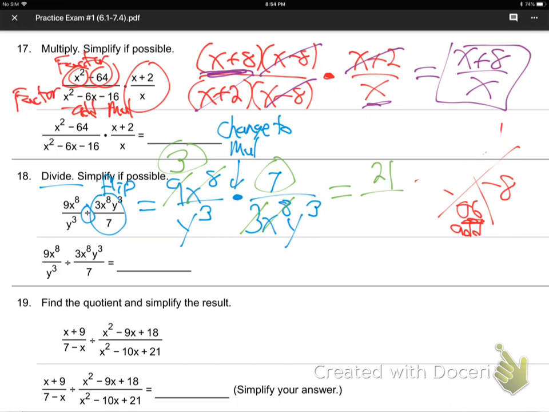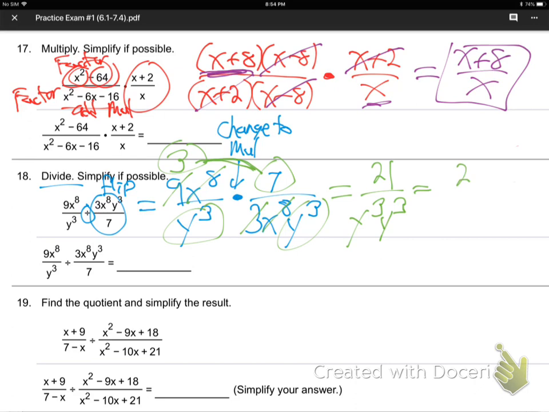21 on the top. And that came from after you've cross canceled, you multiply the leftovers. 3 times 7, 21. What's left on the bottom? Y cubed times y cubed. And what is that? Y to the 6th, right? Because the powers add, because that's 3 y's and 3 y's, that's 6 y's. There we go. There's the answer to 18.